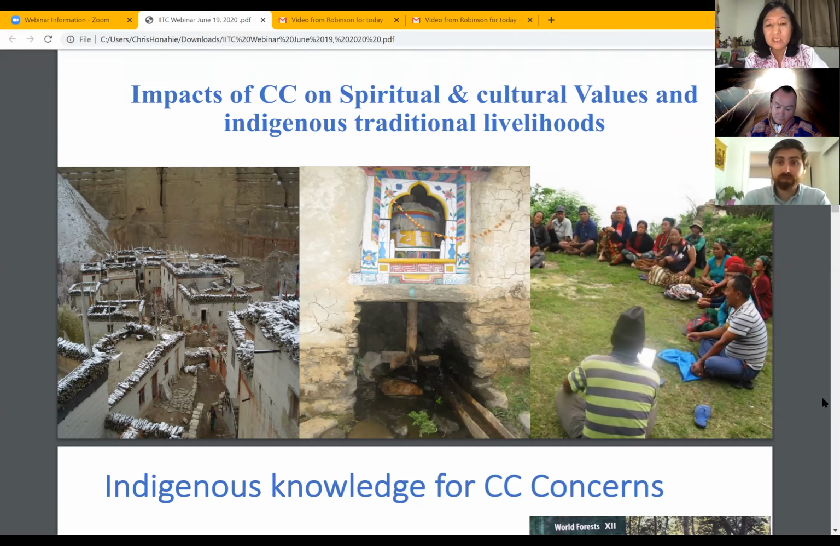The second picture is very important from a religious perspective as well. This is a sacred site. It's a moving prayer wheel, which is moved by water from the mountains. But in some parts there is the bursting of the lakes, and in another part there's no water. The water is drying. These are the challenges faced by the communities for the continuation of their traditional livelihoods.